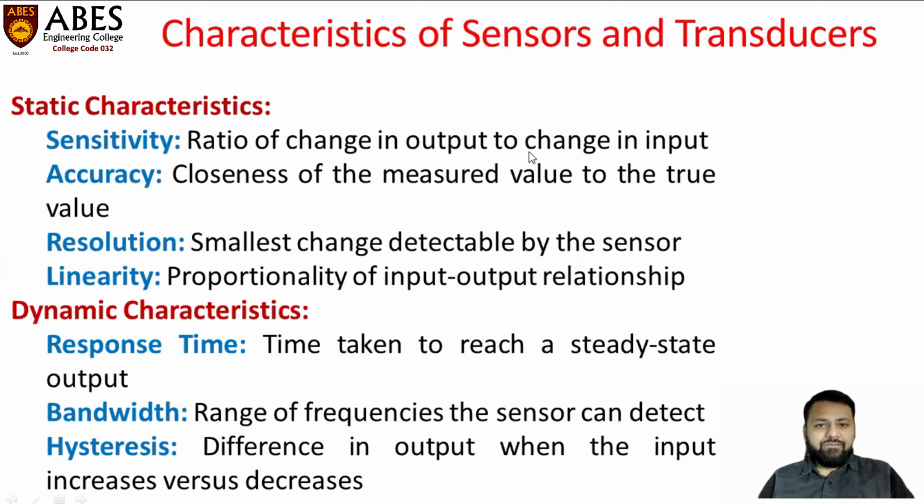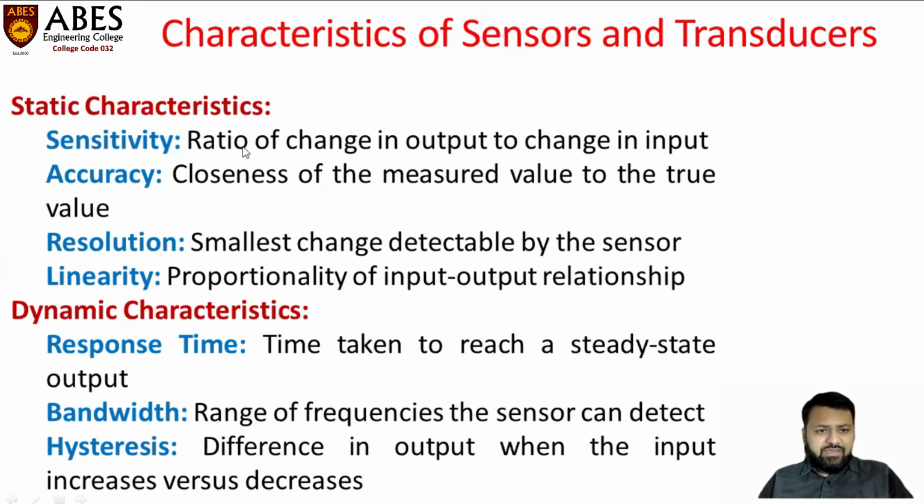Now we have to see what are the different characteristics of the sensors and transducer. So here we will see one by one. Basically, we can divide these characteristics of sensors and transducer into two types, like static and dynamic characteristics. Under static characteristics, we will see sensitivity, accuracy, resolution, and linearity. So we will see these characteristics one by one over here.